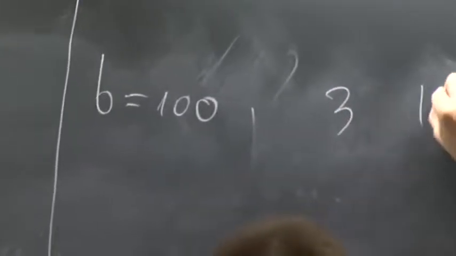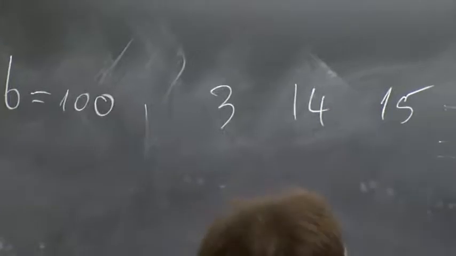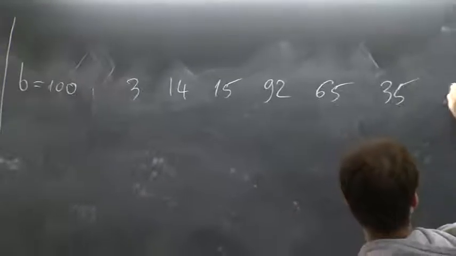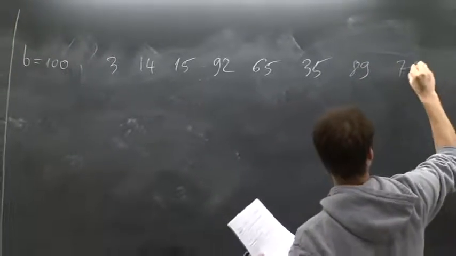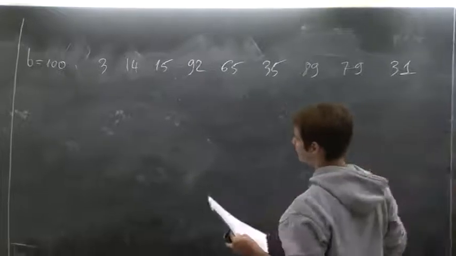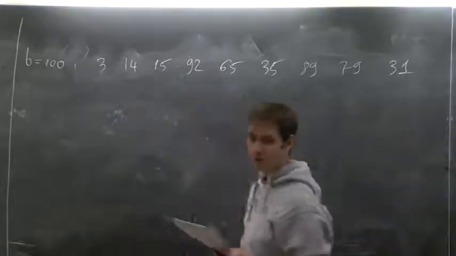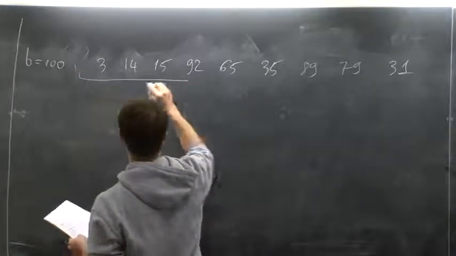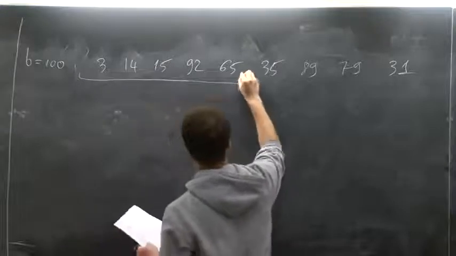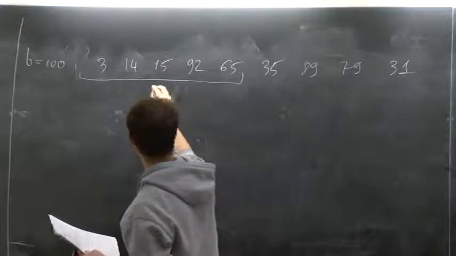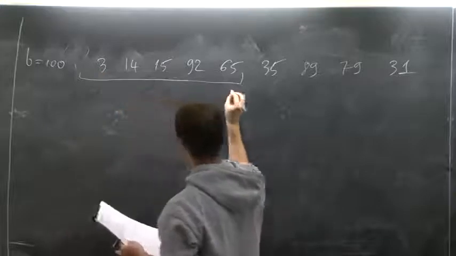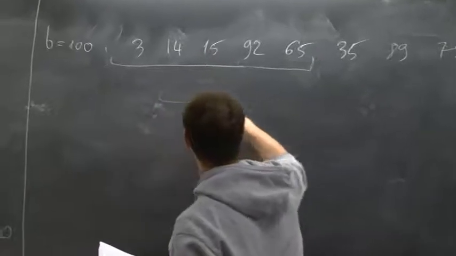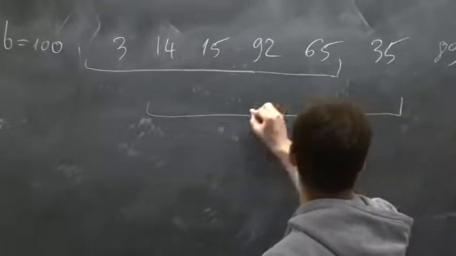So 3, 14, 15, 92, 65, 35, 89, 79, 31. So these are all base 100 numbers. And say my rolling window is size 5: 1, 2, 3, 4, 5. So I'll want to come up with a way so that I have the hash of this. And then when I slide my window, I will get the hash of this.